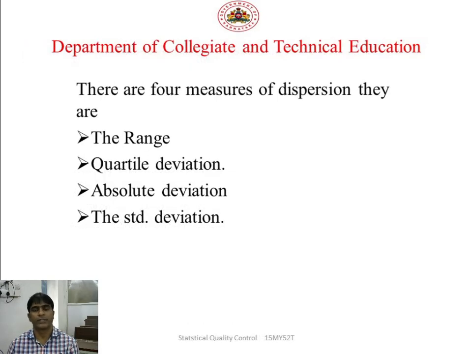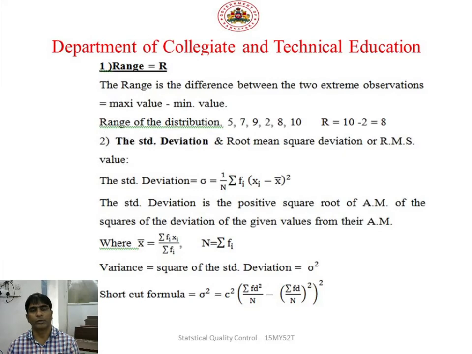As we have seen, there are four measures of dispersion. They are the range, the quartile deviation, the mean deviation, and the standard deviation. For our syllabus we have only the range and standard deviation. So moving on, we'll see what is range.